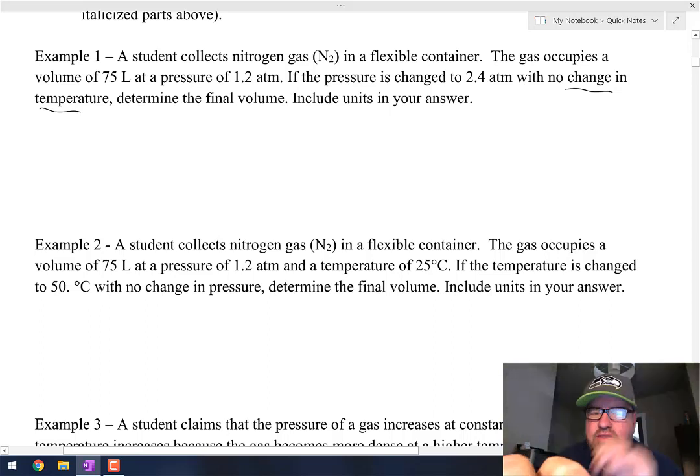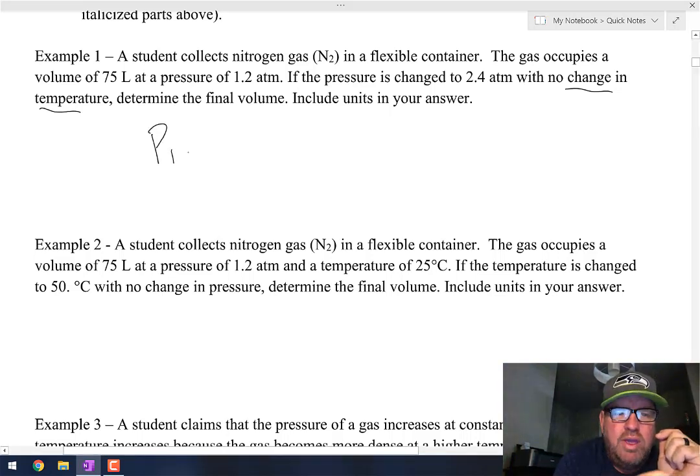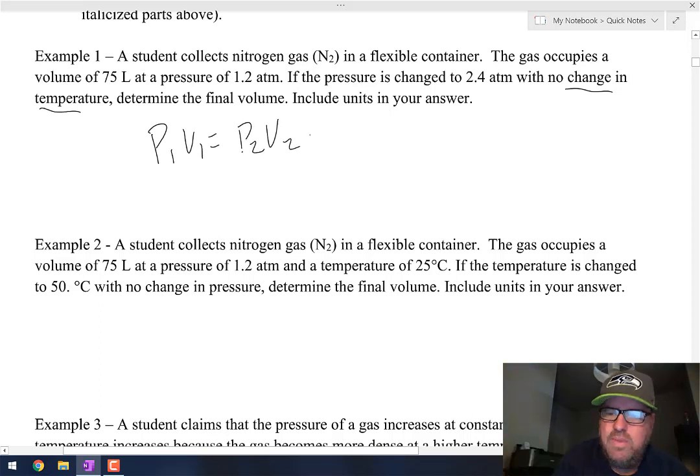So that means think of the ideal, or not the ideal gas, we'll get there. The combined gas law, and take out the temperature. You take out the temperature, what do you get? You get P1 V1 equals P2 V2, okay? And with that equation right there, we can now solve for the answer.